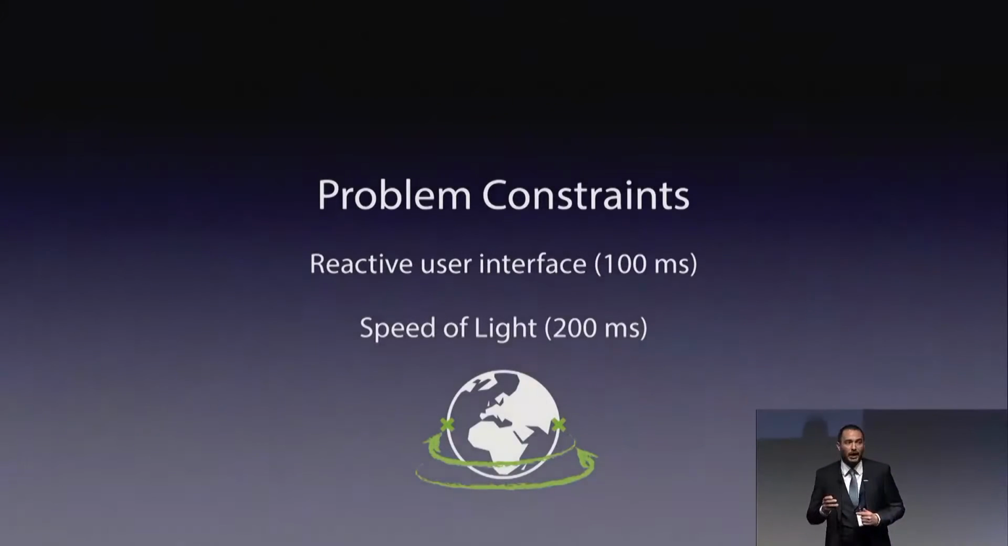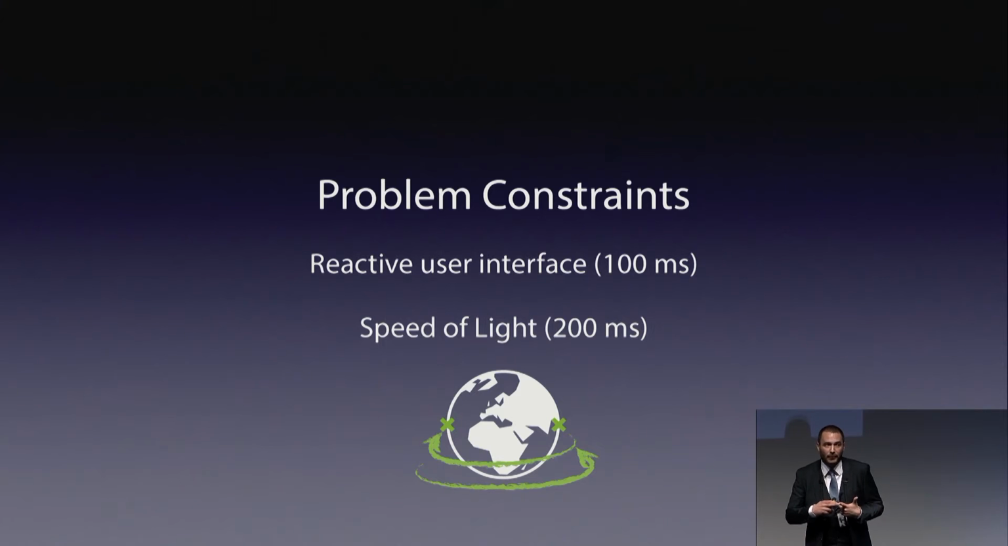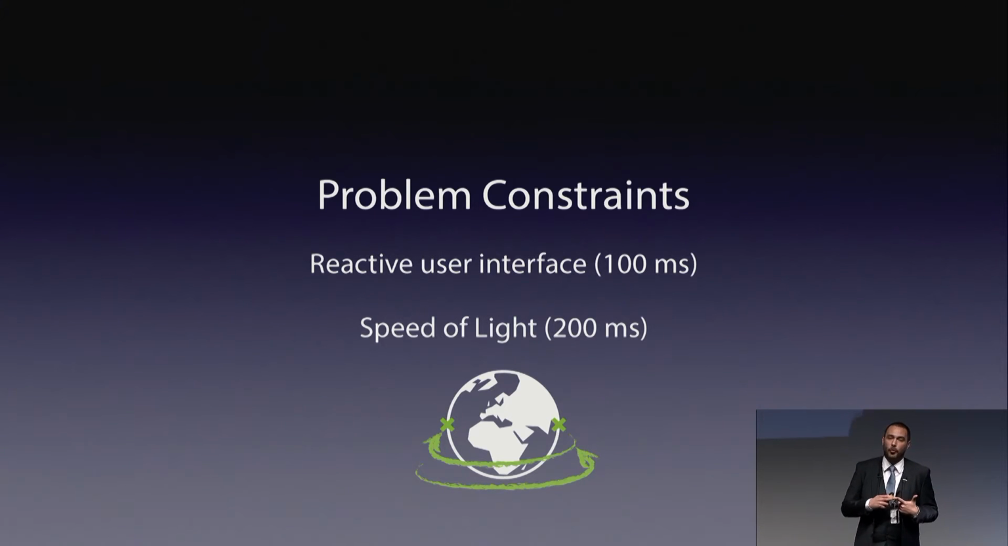And then we have a physical constraint, which is the speed of light, meaning that for information to flow back and forth between two opposite locations in the world is going to take 200 milliseconds. This is an idea, okay? So we see that we want a reactive user interface at around or less than 100 milliseconds. And at the same time, the time for information to flow back and forth is going to take something like 200 milliseconds. So we've got some kind of problem.